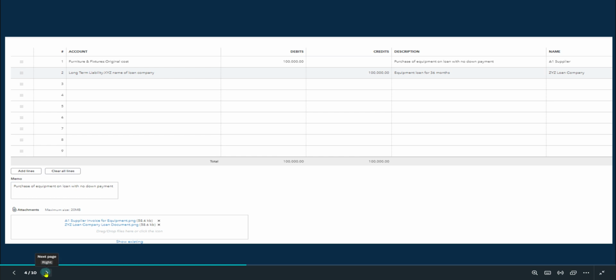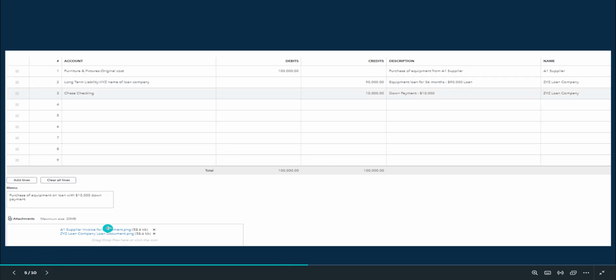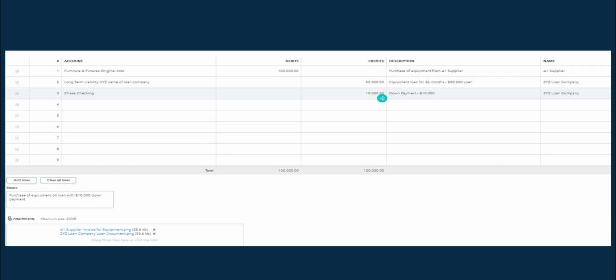Okay, and the next one is the same. In this case, you're making a $10,000 down payment, so the loan amount is $90,000. The money is coming out of your bank account. That's the only difference. The $100,000 is still the same, that's the purchase amount of the equipment. And same thing, you attach those two receipts. Okay, so this is recording the original transaction.